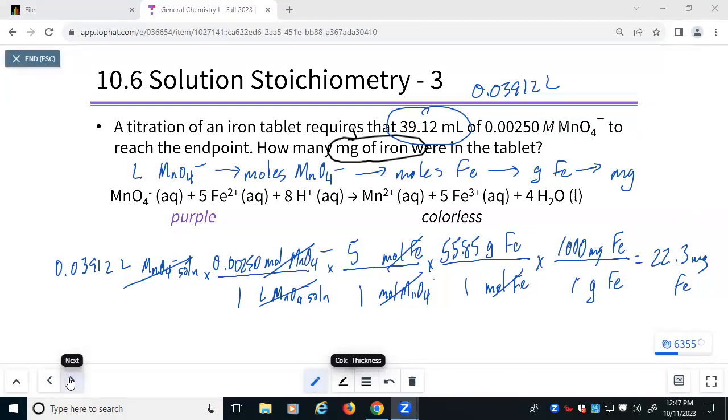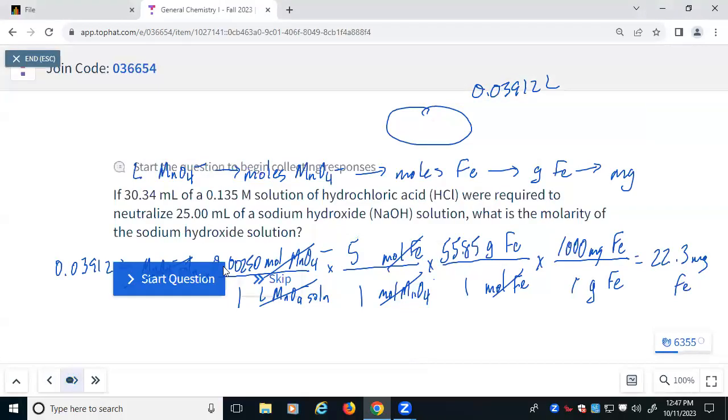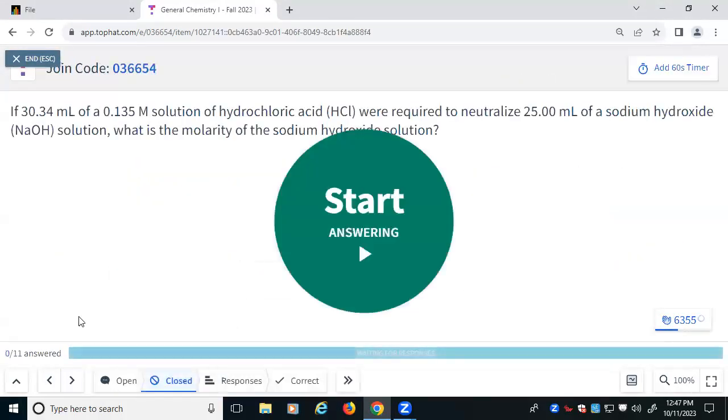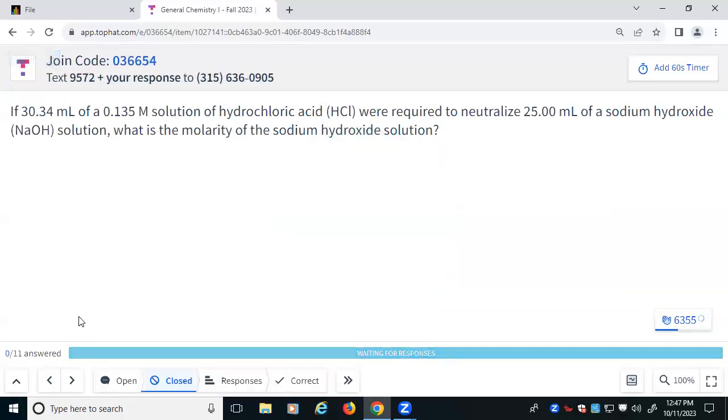All right, one last thing before we get to the go home for today. This is an easier one by comparison. This is just a simple straight up titration. I want you to try it here. You've got a couple of minutes to do so. If I have 30.34 milliliters of a 0.135 molar solution of hydrochloric acid, neutralizing 25 milliliters of sodium hydroxide, what is that molarity?